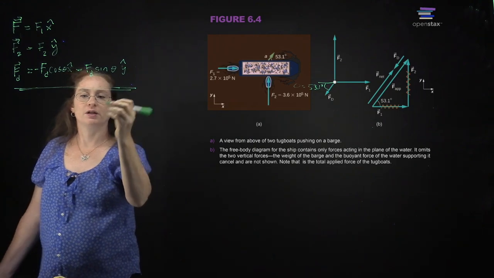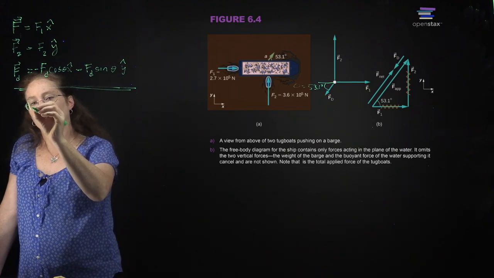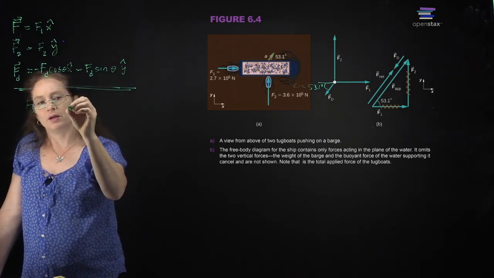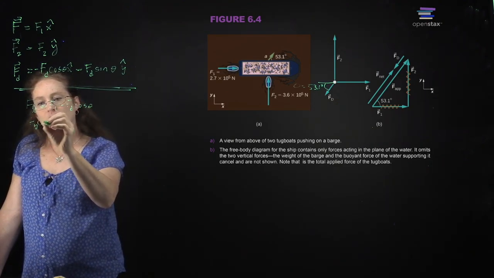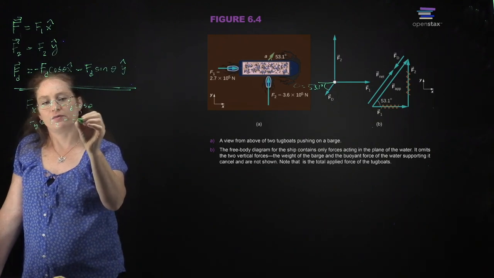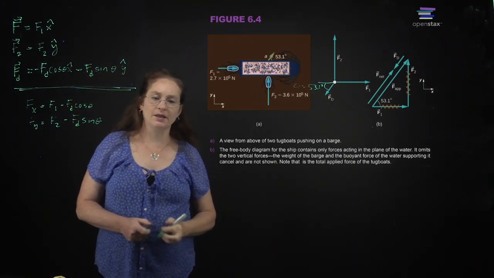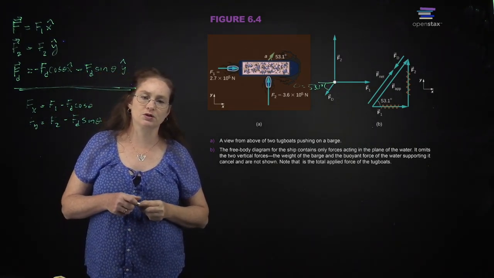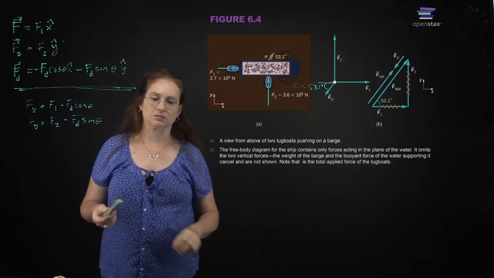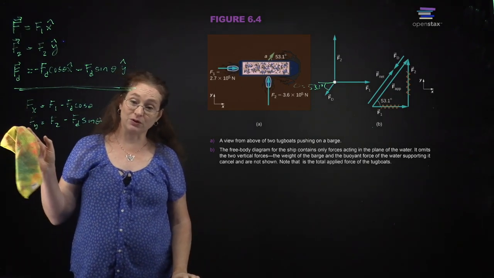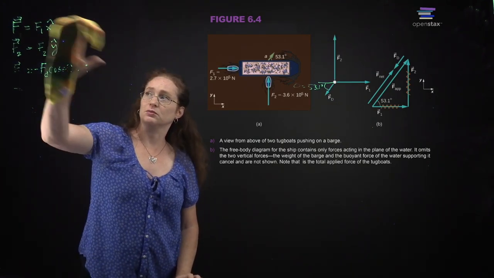And this one looks like it's running out. And you would have Fx equals F1 minus Fd cosine theta, Fy equals F2 minus Fd sine theta. And then you get the total force acting on the tugboat. And if you have the total force acting on the tugboat and the mass of the tugboat, you can calculate the acceleration of the tugboat.